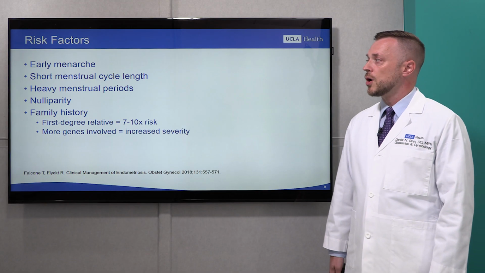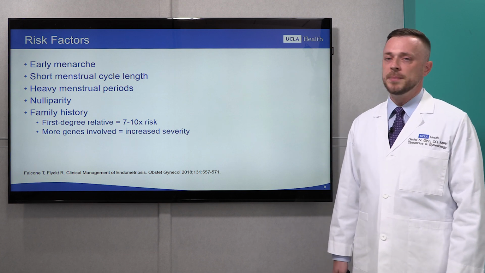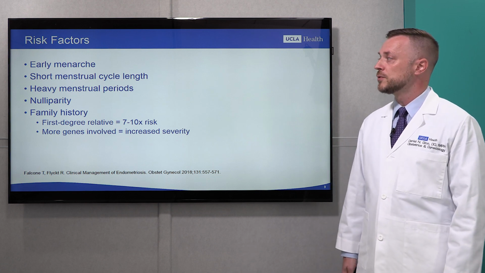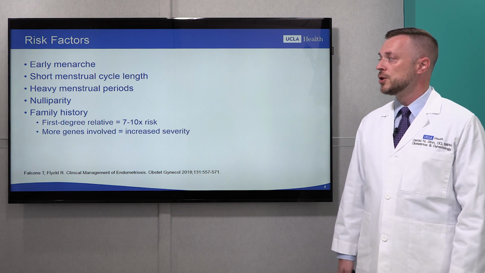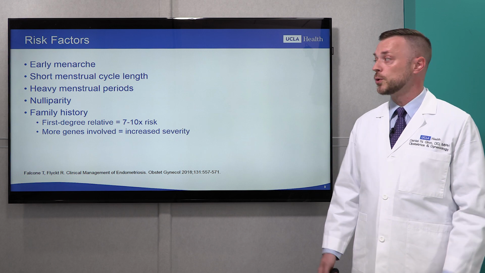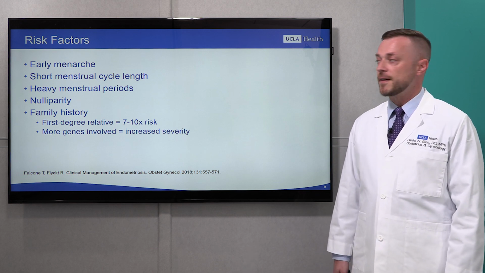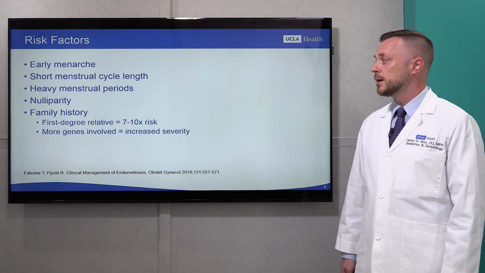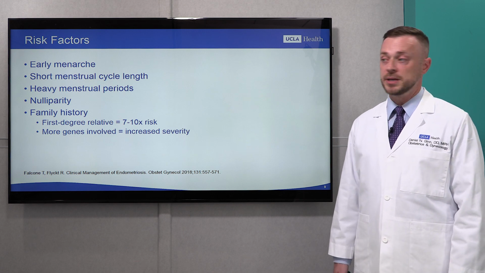Risk factors are also kind of a challenge. Early menarche means people who started having a period earlier than average. Women who have shortened menstrual length, who have heavy menstrual periods. Nulliparity is when someone has never had a pregnancy before. Family history also seems to give us some indication of a risk factor. People who have a first-degree relative, so that would be like mom or sisters, have 7 to 10 times the risk of having endometriosis as people with no family history.